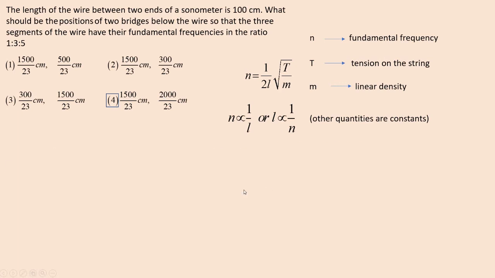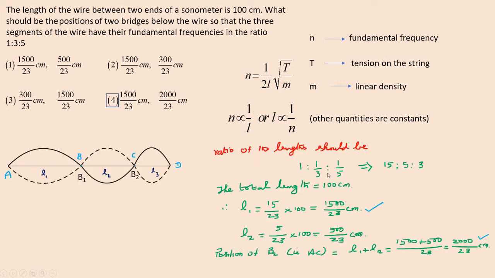We will see how. The ratio of the lengths should be the reciprocal ratio of the fundamental frequencies, but the ratio of the frequencies is 1:3:5. That is 1:1 by 3:1 by 5, which can be written as 15:5:3. That is, imagine each number here is multiplied by 15, the LCM. So the ratio of the lengths should be 15:5:3. Total length is 100 centimeter, so 100 centimeter should now be divided in the ratio 15:5:3.